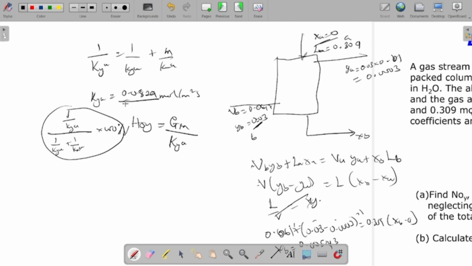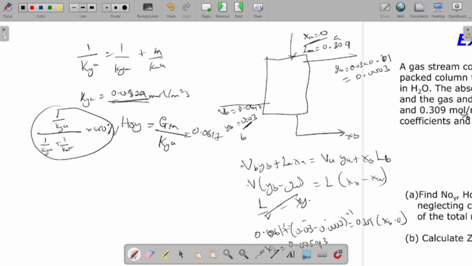So we have QIE to be 0.089, right? Then GM was given, of course. GM was given as 0.0617 in the question. So then we divide this one by 0.0829. So that gives us a HOI, right?